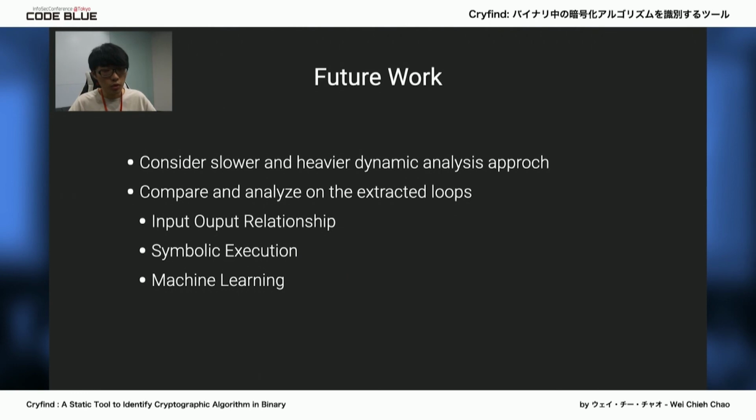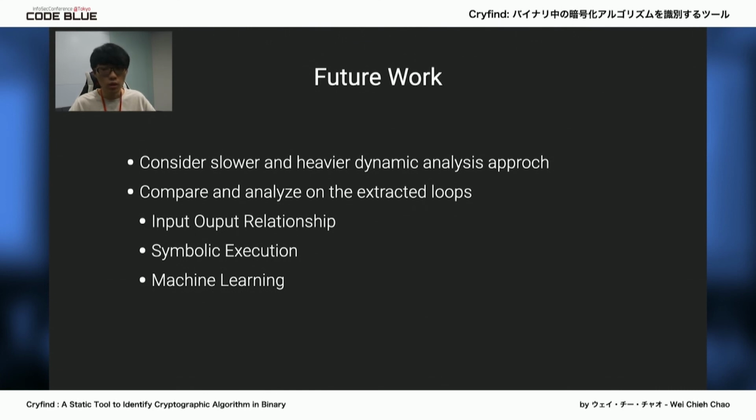Despite the fact that we restrict ourselves to a static signature-based approach, we can also consider a slower and heavier dynamic analysis approach. You will need more time, but may find more robust evidence of a cryptography algorithm. Most of the previous research compares and analyzes extracted loops, because loops are an important part of cryptography algorithms. Most cryptography algorithms use a lot of loops, and it's a crucial part of the algorithm.